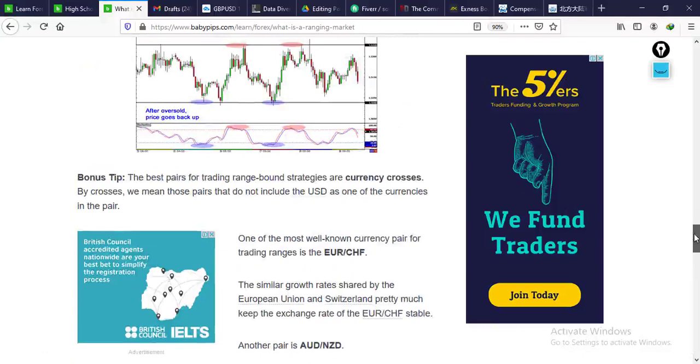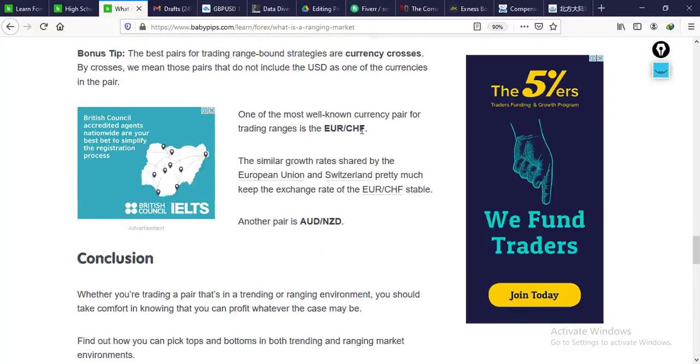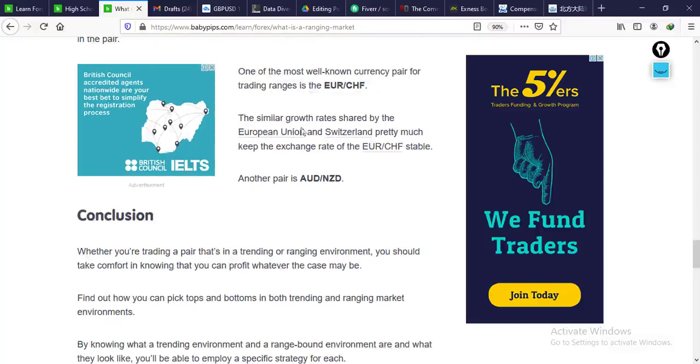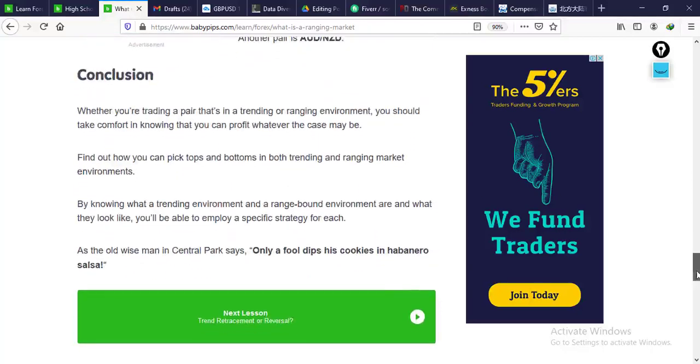Now, the best way to trade a range bound market is to trade currency crosses. By currency crosses, we mean that the currency pair does not have any USD in it. So for example, the Euro and CHF, the Eurozone, European Union, and the Swiss franc or Switzerland, is very good at ranging because of the strong or similar growth rates they both share. And then another pair is the AUD, NZD, Australian dollar and the New Zealand dollar, because they also share similar growth rates. So in conclusion, whether you're trading a pair that is in a trending or ranging market, you should take comfort in knowing that you can profit, whatever the case may be.